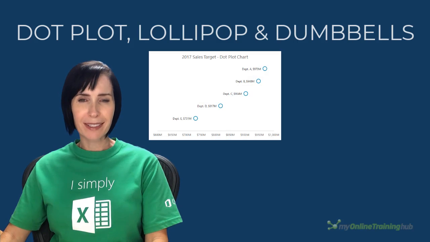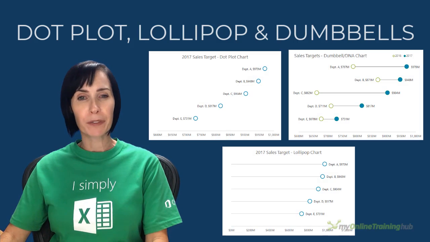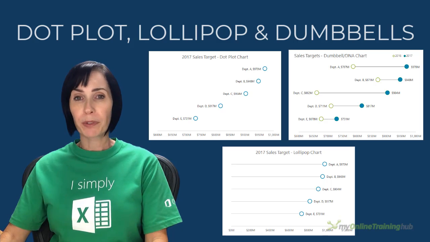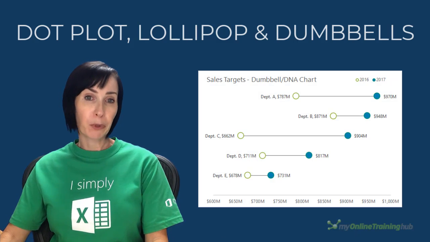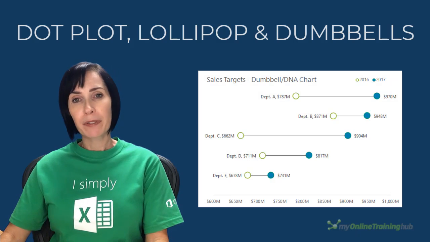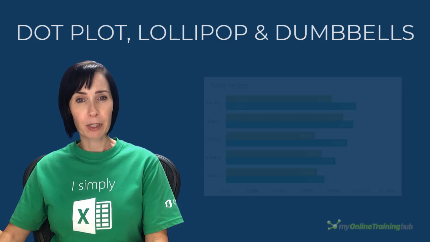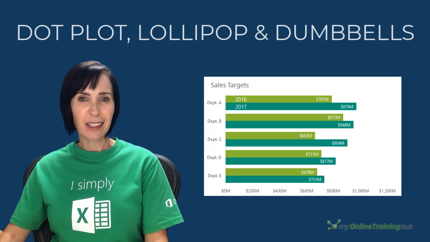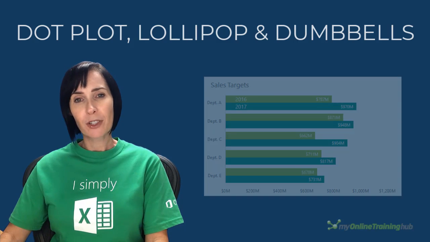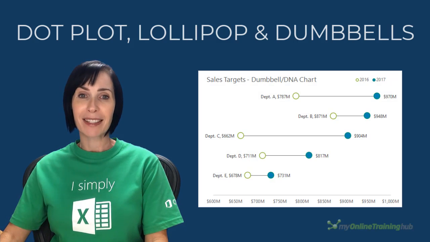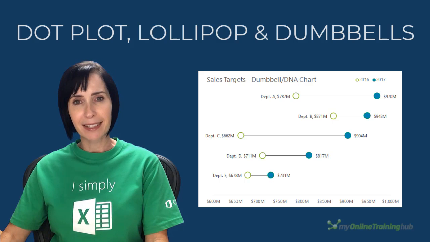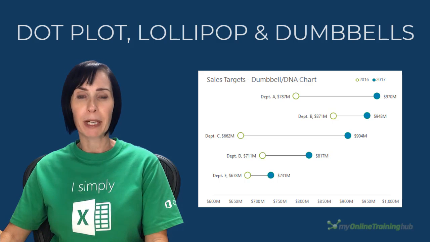Excel dot plots, dumbbells and lollipop charts are good for comparing 1, 2 or 3 points of data, for example year on year, before, after or A versus B, and they make a nice change from column or bar charts and they're less cluttered. Also, because the dots aren't anchored to the axis baseline, we're not required to start the axis at 0 like we do with the column or bar chart.